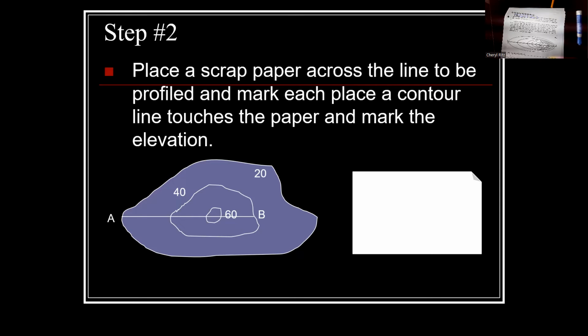For example, on this one that I had on the board, it said along line CD. So line CD doesn't even go across the whole map. It just is a little part of the map. So here's what this means. Place the scrap paper along the line to be profiled.